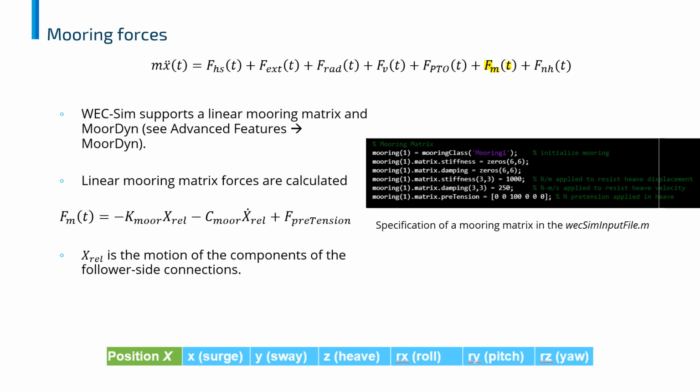The next force included is forces from mooring or station keeping systems. WEC-Sim supports using a linear mooring matrix or MoorDyn, which is a lumped mass approach to model mooring lines. The linear mooring matrix forces are calculated following the equation below, where you have your mooring stiffness matrix, your mooring damping matrix, and a vector of pretensions in the 6 degrees of freedom for the moorings. And the forces will march through time as shown.